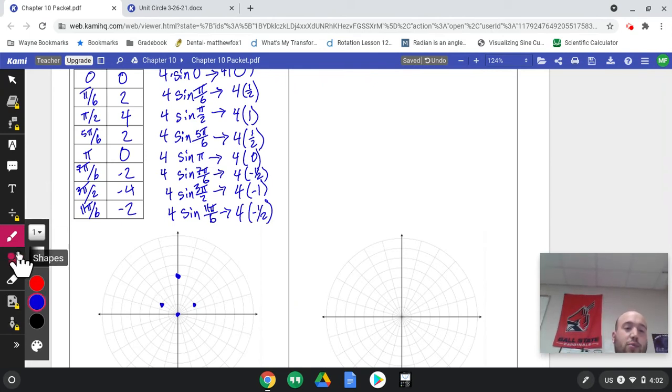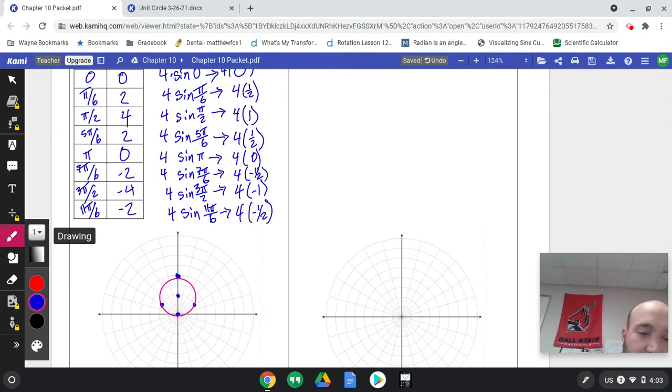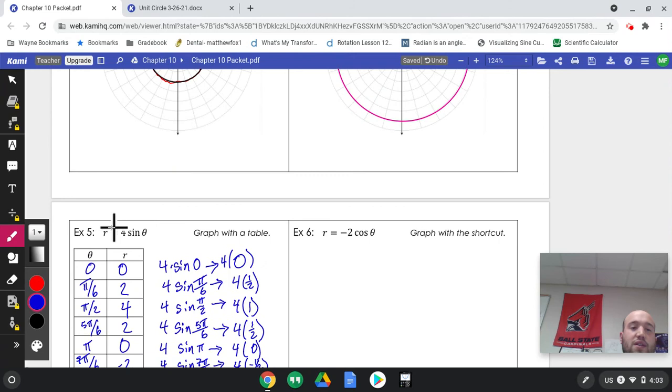Now, to get through all those points, this is actually a circle. And I didn't draw it perfectly. I'm a little low, but as you can see, that circle goes through all of those. If you want, you can put the center of it. We know the center will be at 2. Oops, let me change that. So the center there at 2. Okay. And that will always be the case when we have something in this form, r equals 4 sine theta, or r equals negative 2 cosine theta.